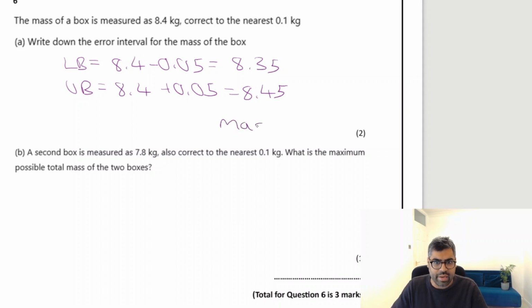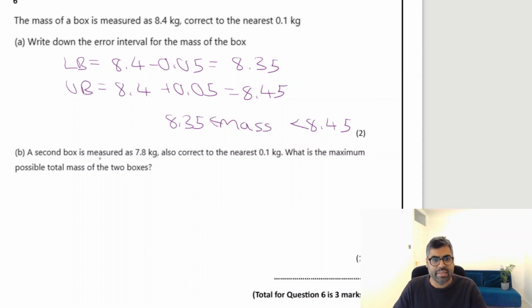In order to write it correctly, because the lower bound is 8.35, the way rounding works means that the mass can be equal to 8.35. So we're going to do more than or equal to. However, it has to be less than 8.45, because if it was equal to 8.45, then it would round up to 8.5. So we're just simply going to do a less than sign here. So be really careful with your inequalities and your equal to signs.